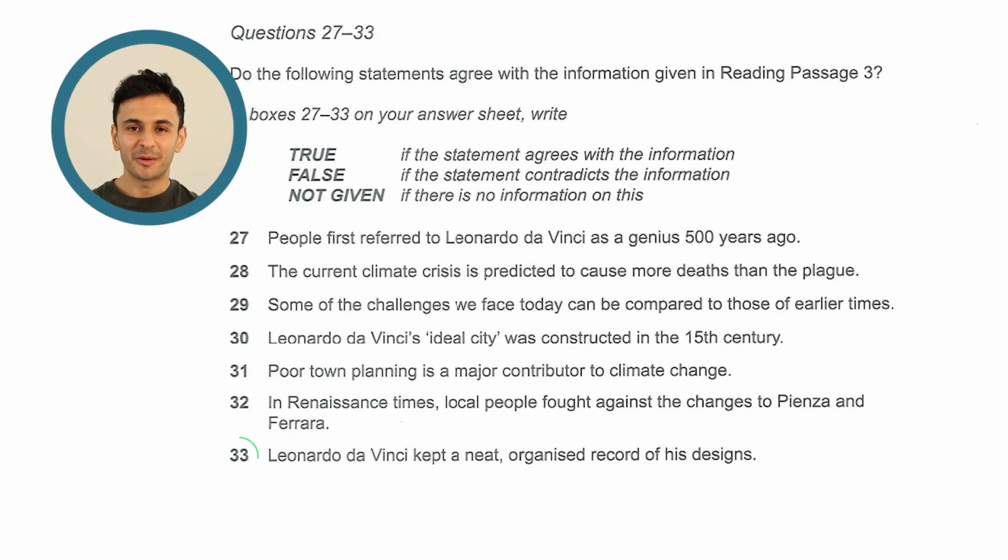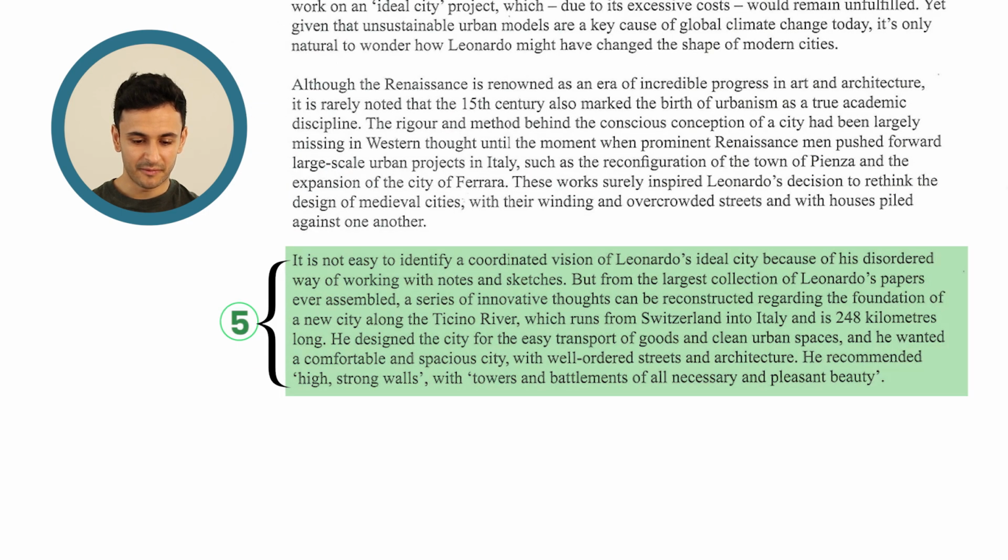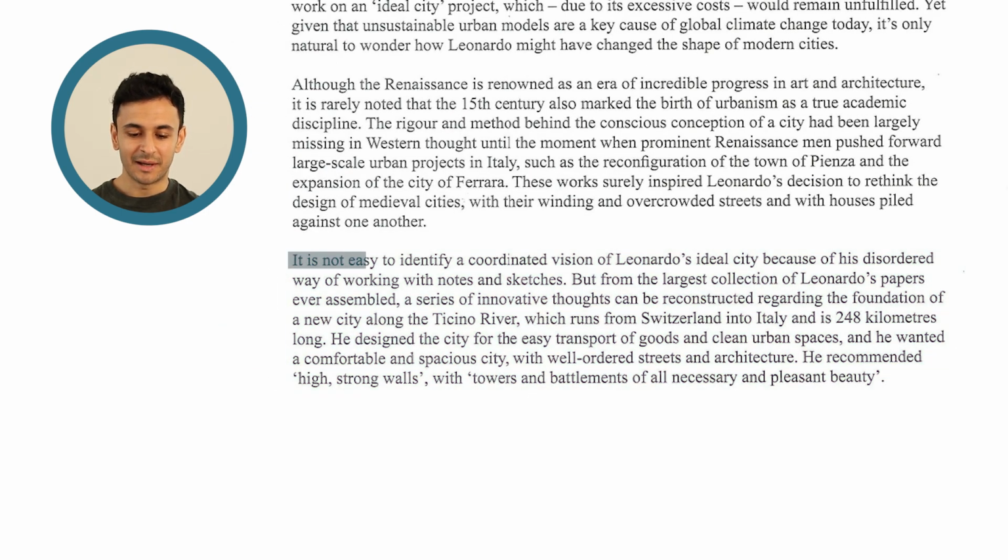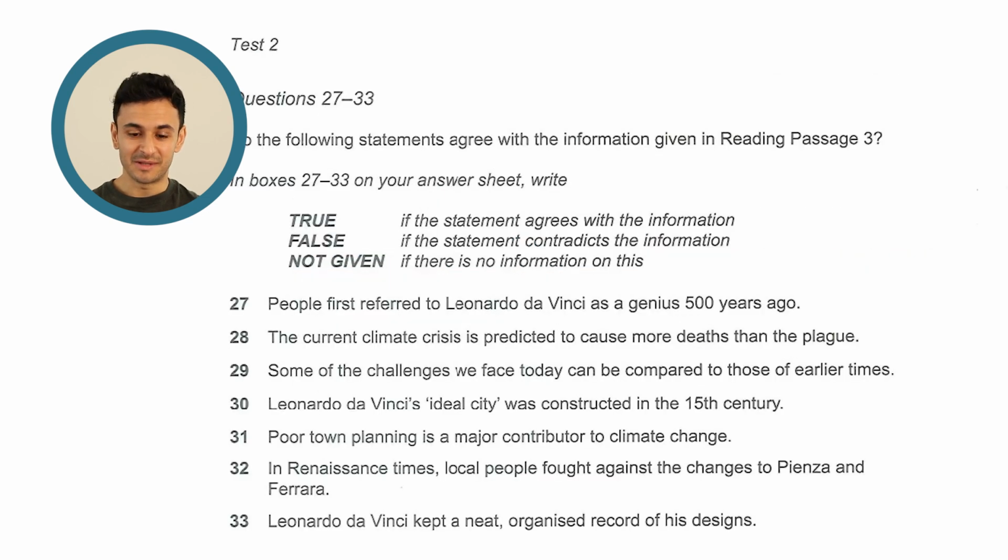Now if I move to question 33, Leonardo da Vinci kept a neat, organized record of his designs. I read this, it was one of the sentences at the very start of one of the paragraphs. It is paragraph number 5. It is not easy to identify a coordinated vision of Leonardo's ideal city because of his disordered way of working with notes and sketches. The question said that he was neat.